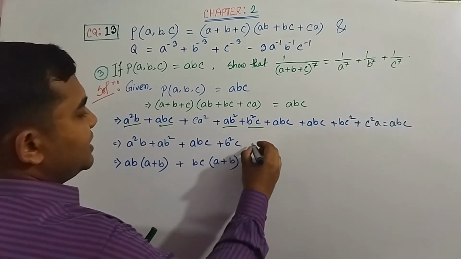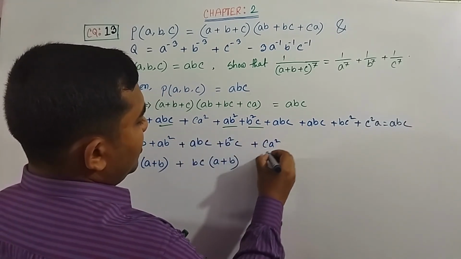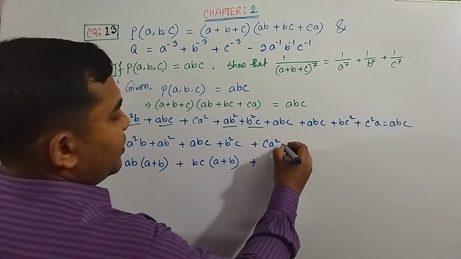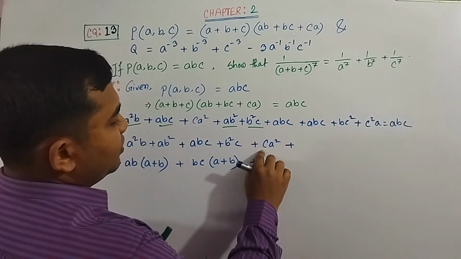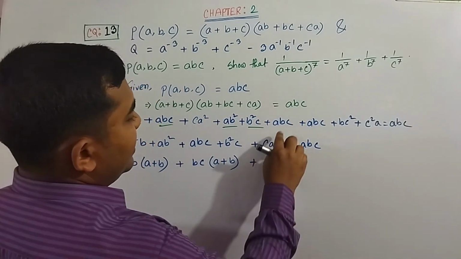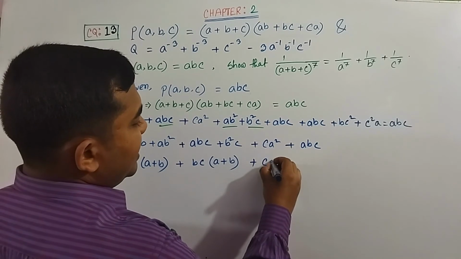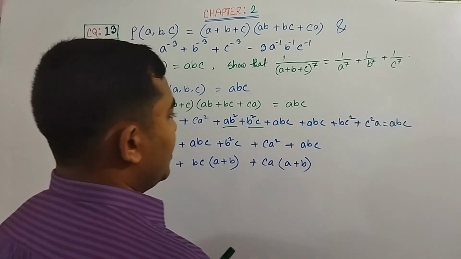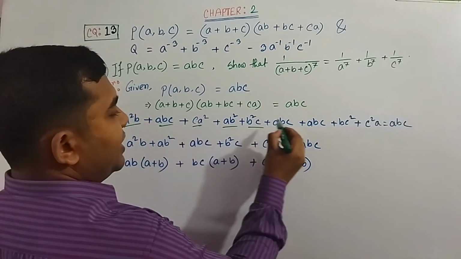Now for CA square, what do we need to find? A plus B. So here A and C must remain. If ABC remains, then we'll get CA. If it is common, then it should be A plus B. So we have already taken these two.